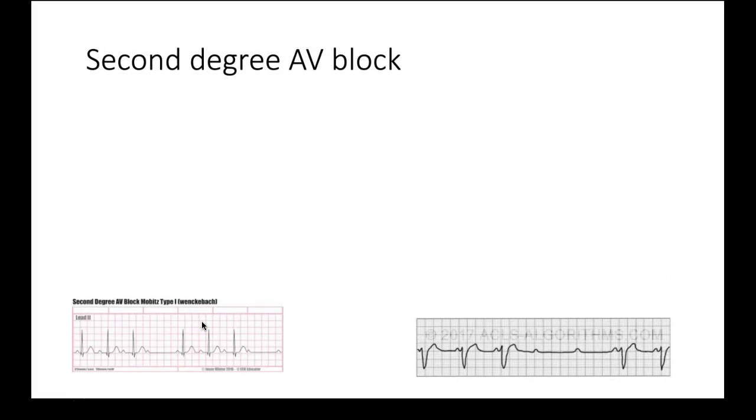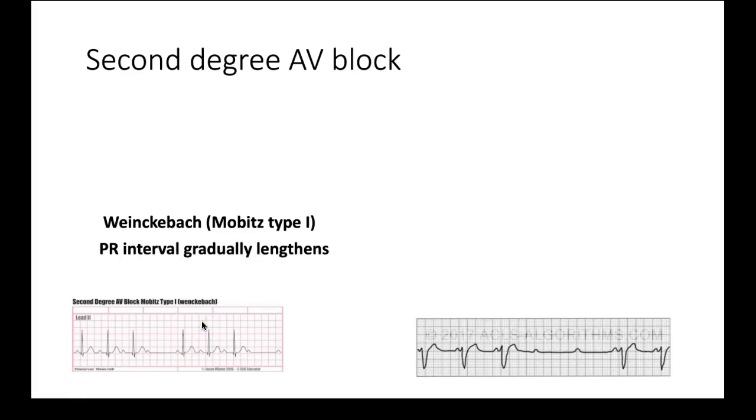Here we have a second-degree AV block. There's two different types. There's the Wenckebach block, which is the Mobitz type 1. This is where your PR interval gradually lengthens and then drops. It gets longer, longer, longer, drop, then short. Longer, longer, drop. This one, not so concerning. Usually, no treatment is indicated.